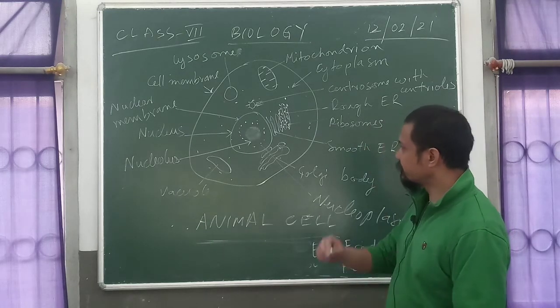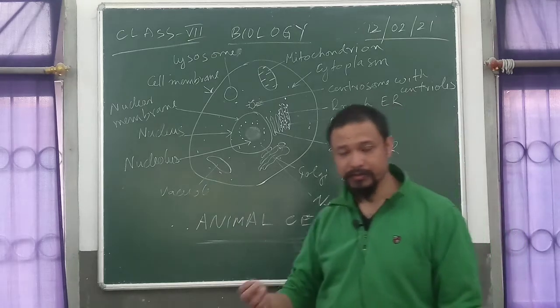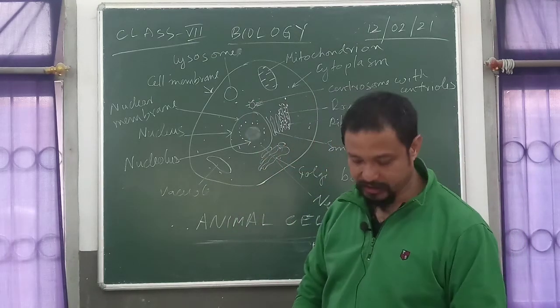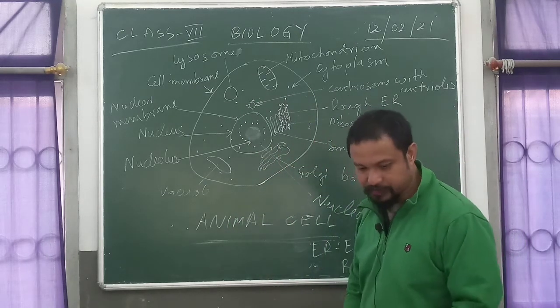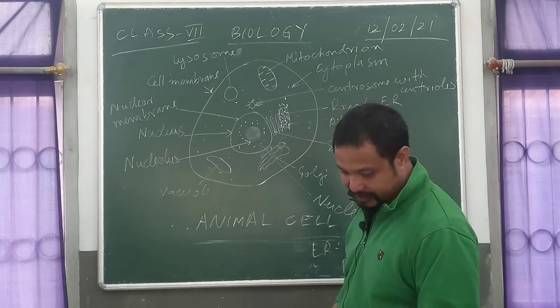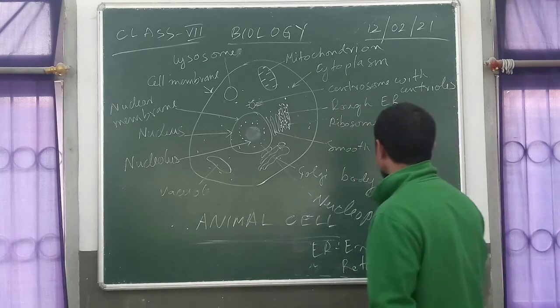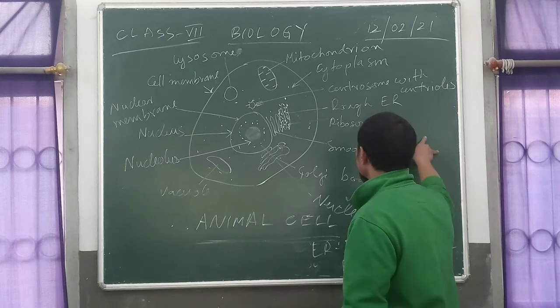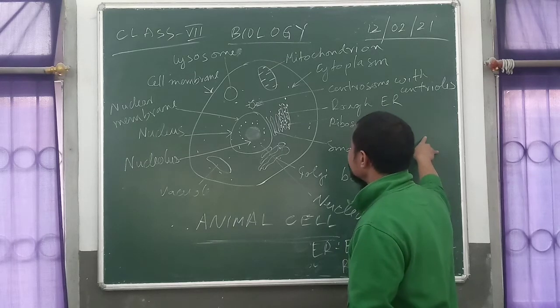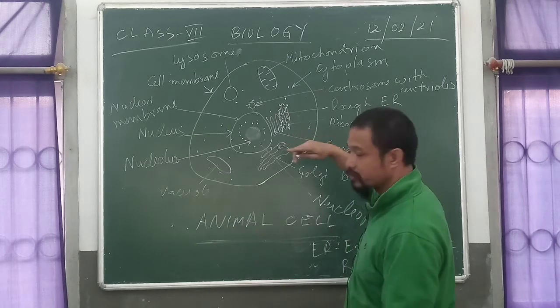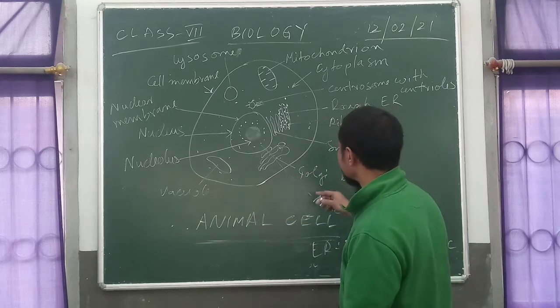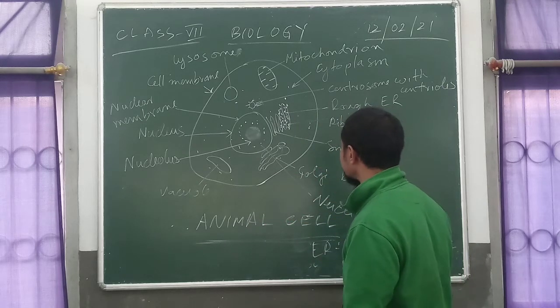Okay, now cell division, how it takes place, there are processes called mitosis and meiosis, which is not applicable for you right now. You'll be doing that in class 9 and 10, right? So that is the centrosome with centrioles. Now cytoplasm, as I told you, is a gel-like matrix, not liquid, not solid, just a gel-like matrix where all the cell organelles are suspended.